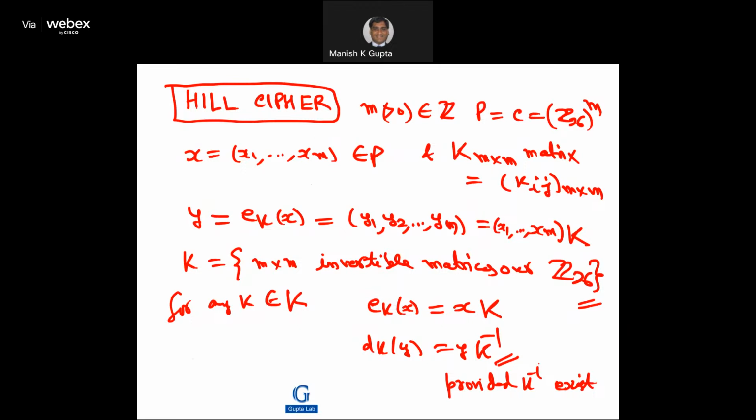I'm going to ask you a few things here. Anyway, here the plain text is x1, x2, ..., xm in P. K is an m by m matrix, okay? So K = (kij) is an m by m matrix. The encryption rule: we get the encryption of x, a vector y1, y2, ..., ym, by taking this vector x multiplied with this matrix K. A vector of length m multiplied by an m by m matrix gives a vector of length m, right? Matrix multiplication, I hope you know how to multiply two matrices.